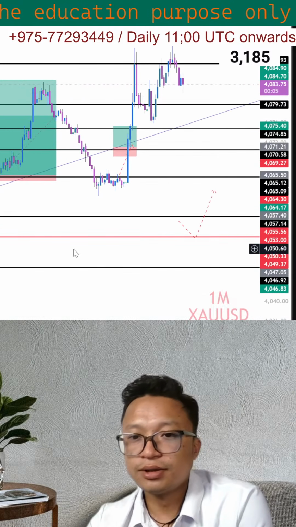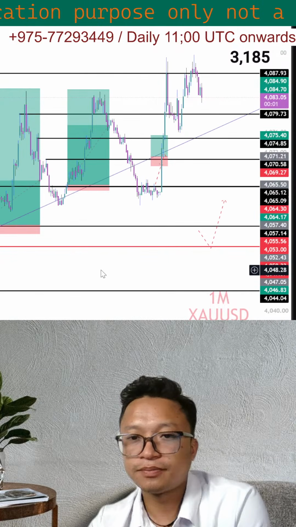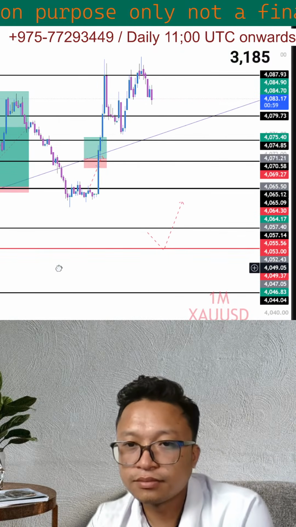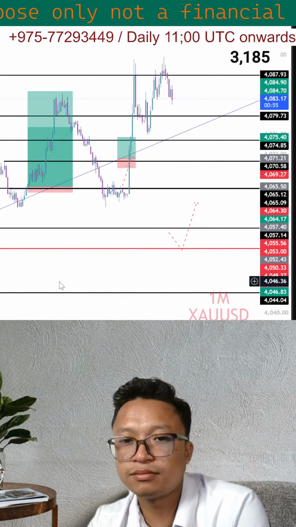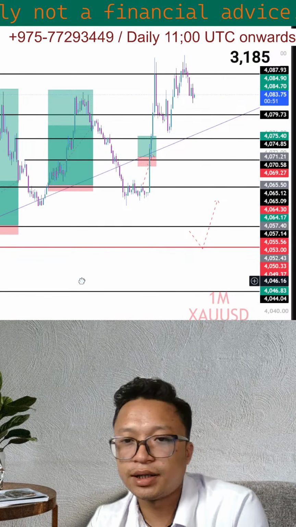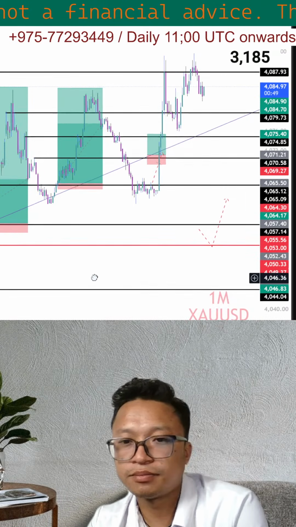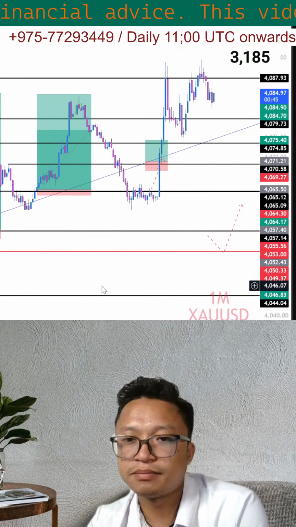Ooh, gold, gold, gold. गोल्ड में क्या हो रहा है guys? Gold seems to be moving higher highs.